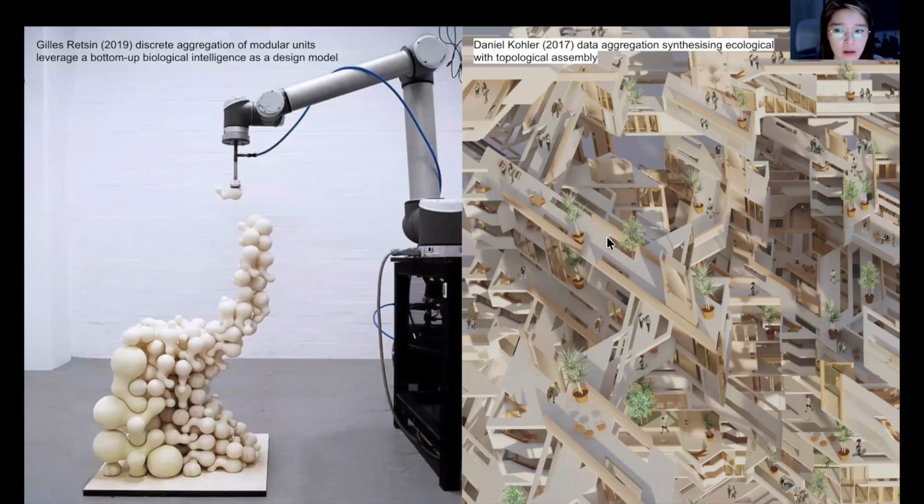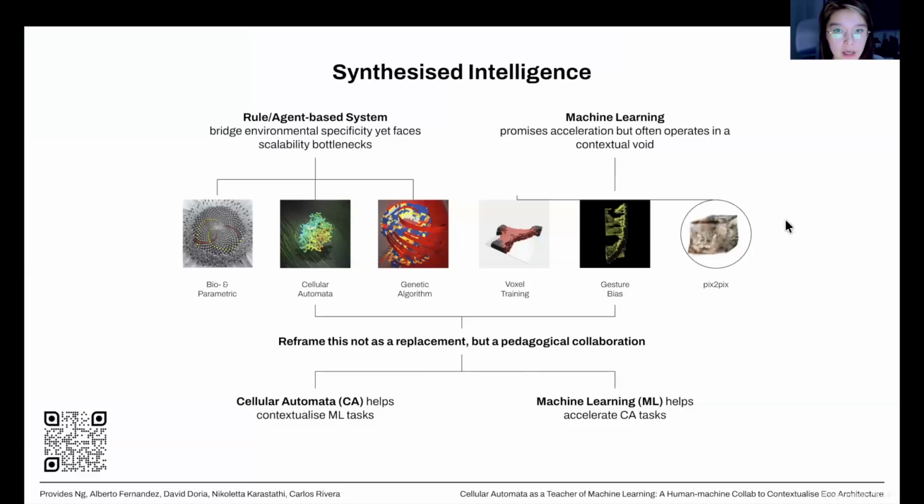Daniel Köhler, also a professor at the Bartlett, thinks about, well, if a city is actually made of subsystems that accumulate into larger systems, we must also design urban fabric by understanding this, and he calls this mereology. And all of these actually came from an understanding of nature as a collective intelligence.